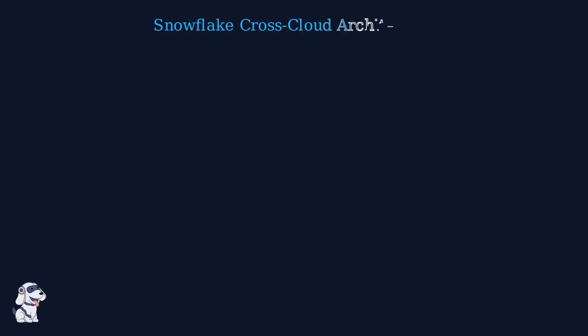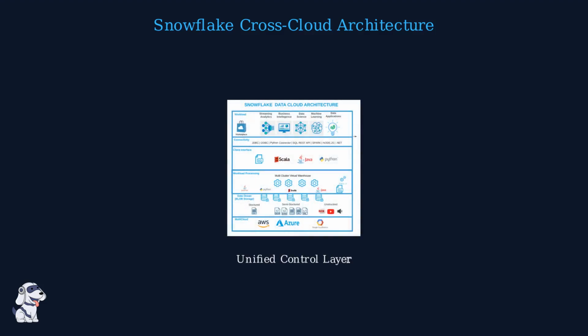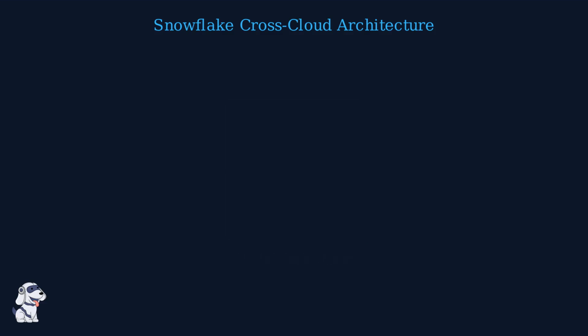Welcome. Today we look at how Snowflake acts as a control plane spanning across AWS, Azure, and Google Cloud. Think of Snowflake as the brain, while your specific cloud storage serves as the muscle. Instead of choosing just one provider, Snowflake allows you to use a single interface to manage data across multiple providers. You command the data, and it flows wherever you need it.